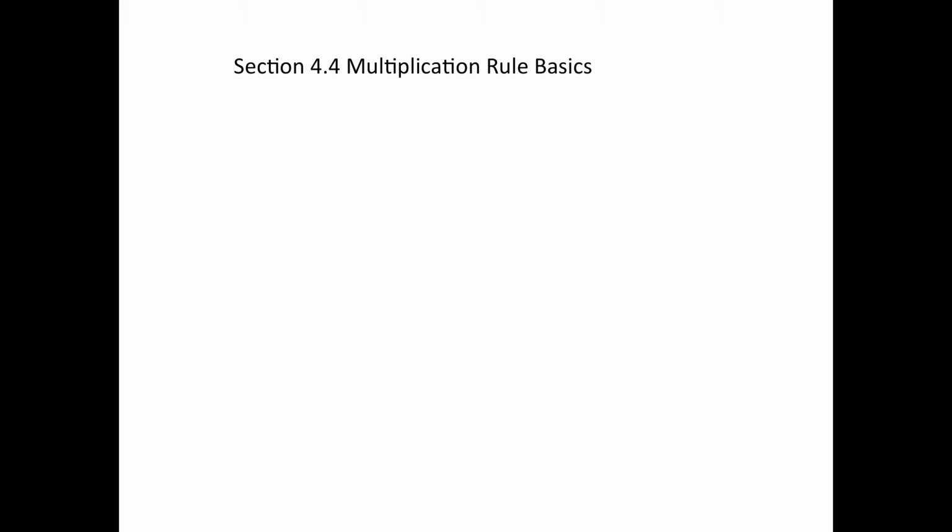Section 4.4, the multiplication rule. Previously we had problems that said A or B, and the "or" turned into addition. Now we're going to have things that say A and B. The "and" will turn into multiplication. But first, here's an example.